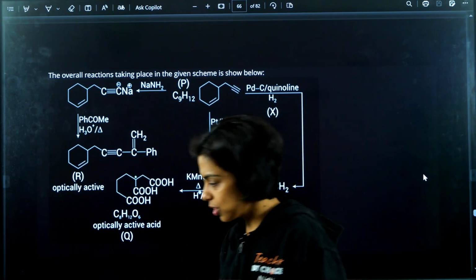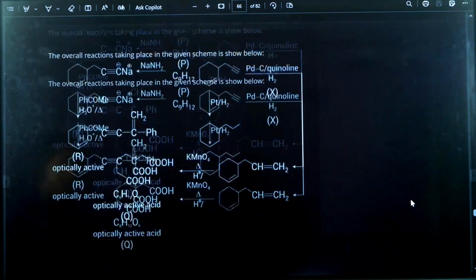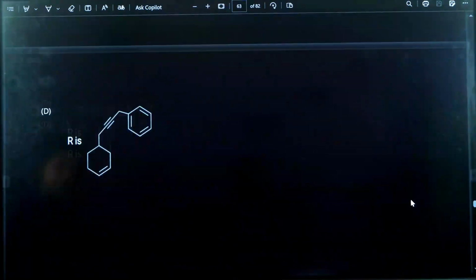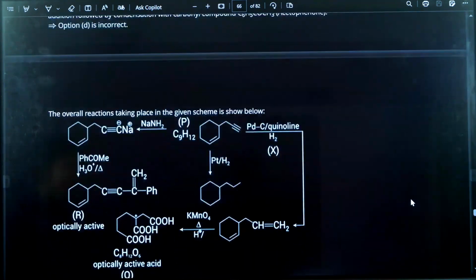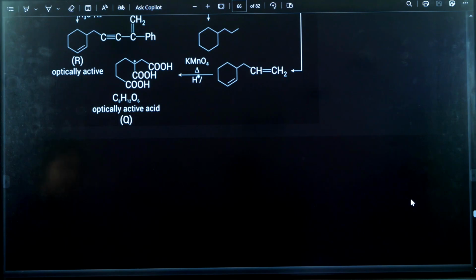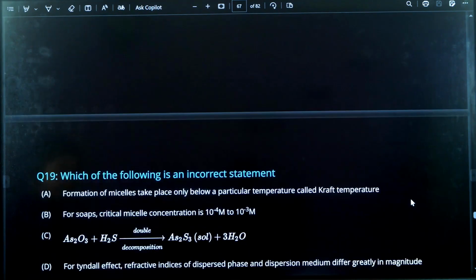So that is the answer. You can mark your answer whatever it is given. You have to check the correct or incorrect. Got it guys? So what was the answer? Of course C. The solution seems a bit lengthy, but don't be afraid, because they are not that lengthy actually. Just see this last scheme, you will get the answer.